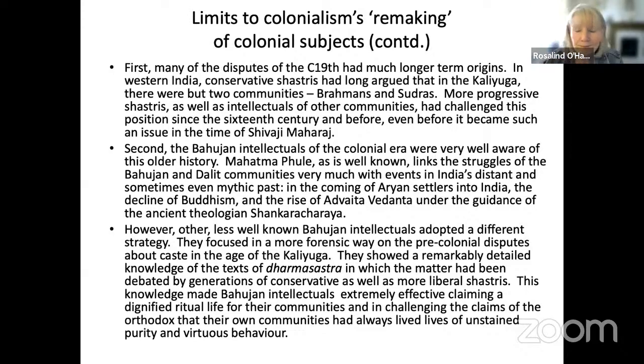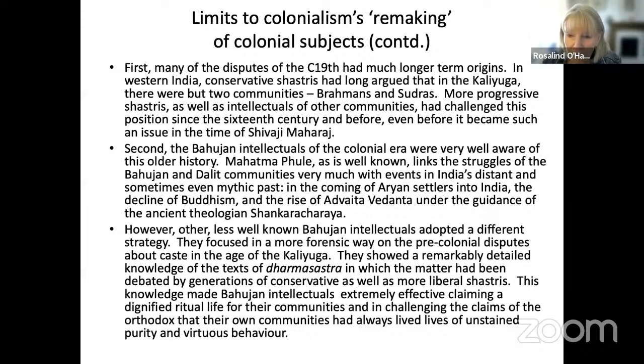Now, interestingly, the Bahujan intellectuals of the colonial era were actually very well aware of this pre-colonial history. These were not people who had read colonial Christian attacks on caste and thought, oh, that's a good argument, I must adopt that. They knew very well their own history. And I think we don't often enough give them credit for that, because we don't study longer term processes of history. We often are simply not aware of this expertise that they had.